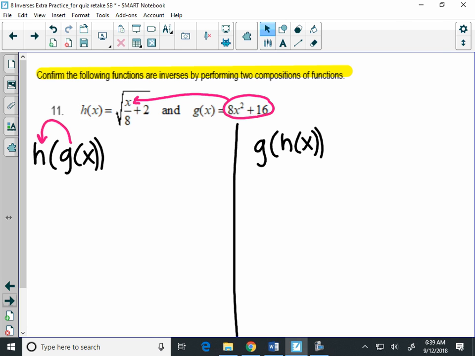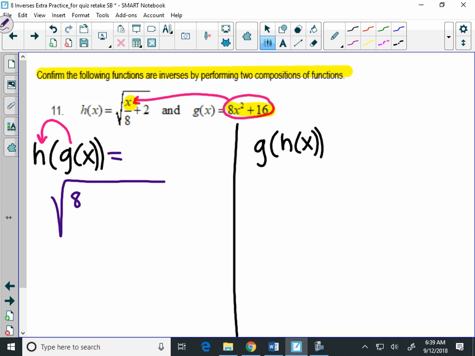So let's be careful here as we write this down. We start with a big square root over top. In place of the x right here, we put that entire function, 8x squared plus 16. That is all over 8. Then the plus 2 is not in the fraction. It's just outside.